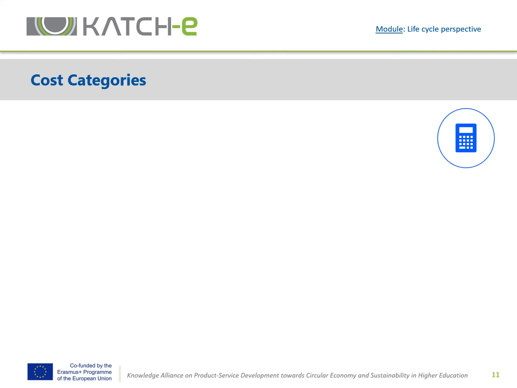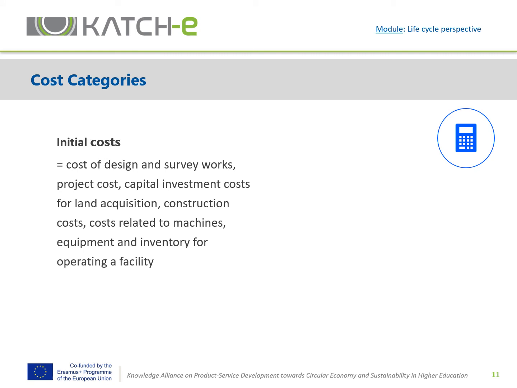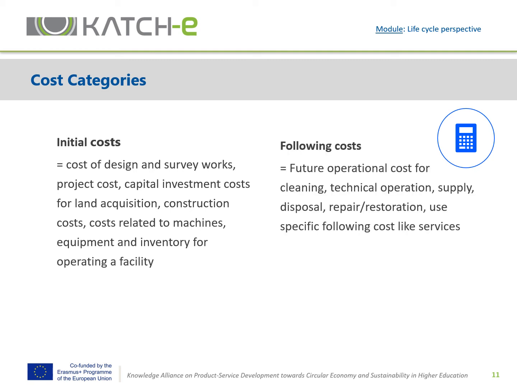Costs can be split up into two categories: initial and following costs. Initial costs are related to design and survey works, capital investment costs for land acquisition, construction costs, costs related to machines, equipment, and inventory for operating a facility. Following costs are related to the future operational costs for cleaning, the technical operation, supply, disposal, repair or restoration, or use-specific following costs like services.